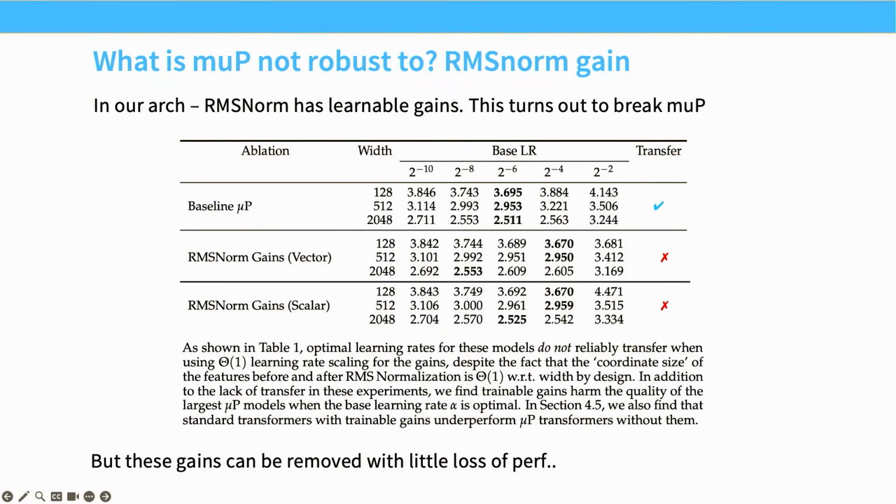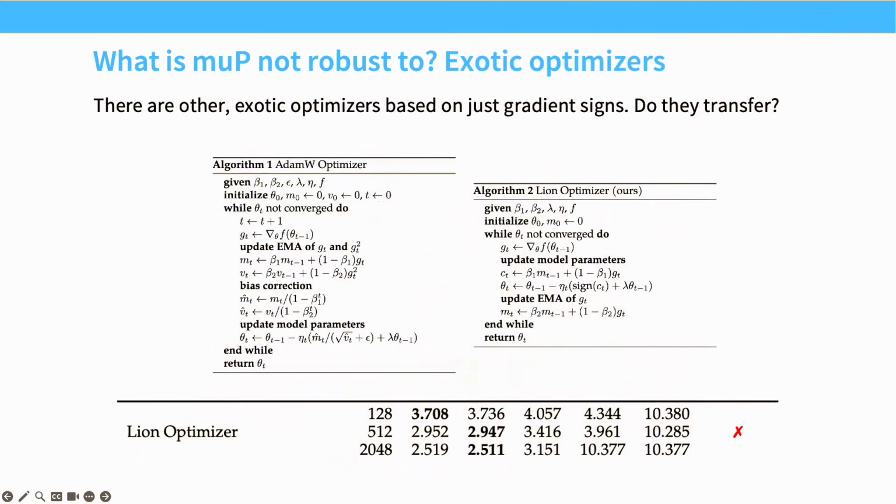But some of the things that don't work is if you learn the gain term in RMS norm. This turns out to break mu p, although these can be removed in many cases without necessarily hurting you, and so maybe it's not such a bad idea. It also seems to break if you use more exotic optimizers like Lion, which basically rely on the sign of the gradient. And sign gradient is spiritually similar to Muon and other ideas. And so there might be other interesting things that break with mu p as well.